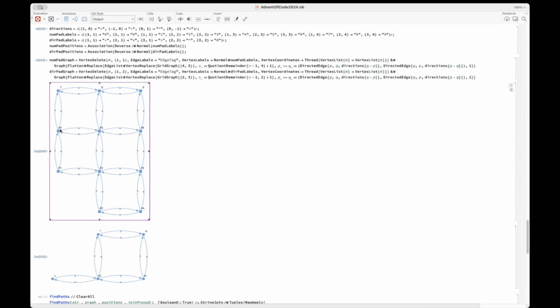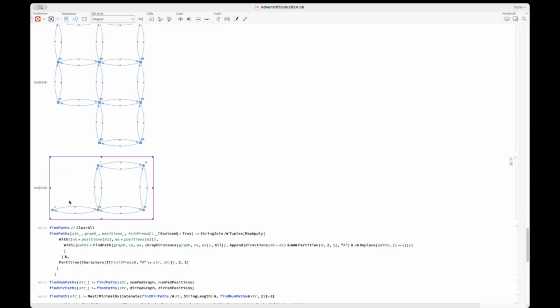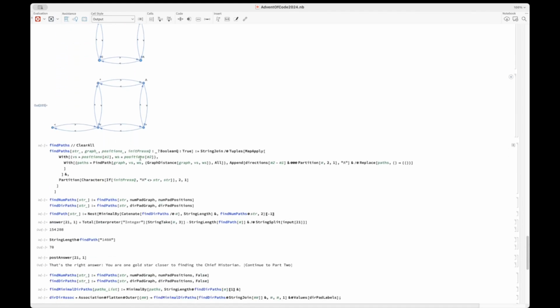So these are all the possible transitions for the directional robot that is controlling the numpad, and then the directional pad itself also has the same kind of transition graph, right? Starting from A, you can go around. These are all the possible transitions you can do. This corner is not available, right? Because you're not allowed to move there.